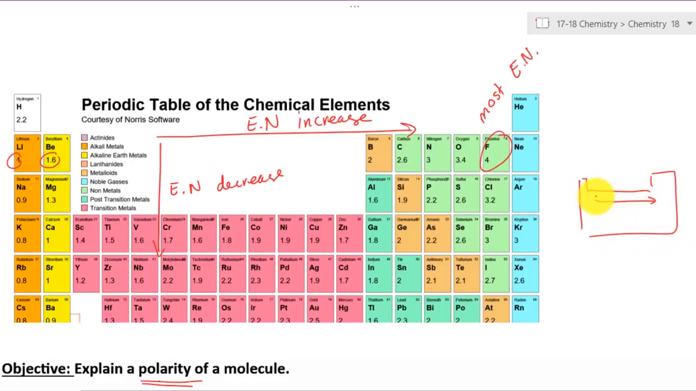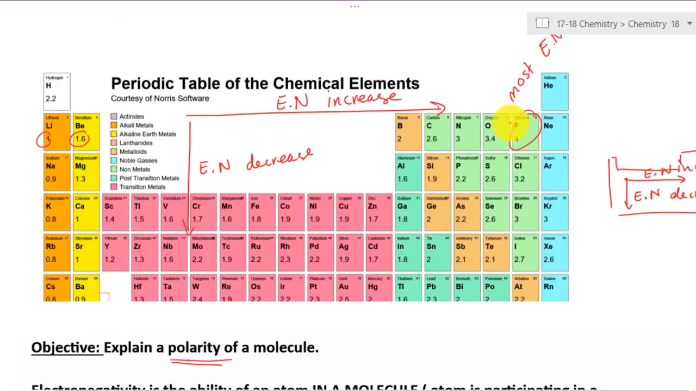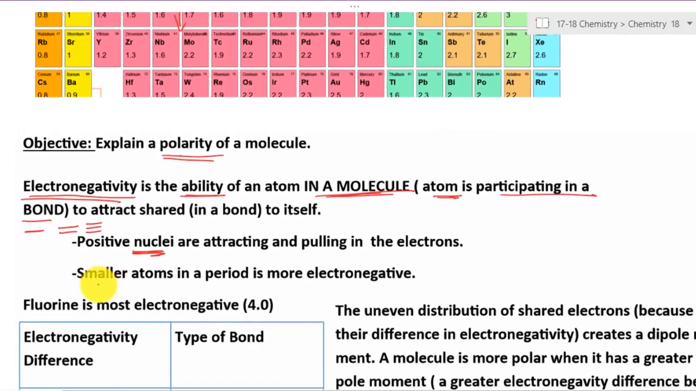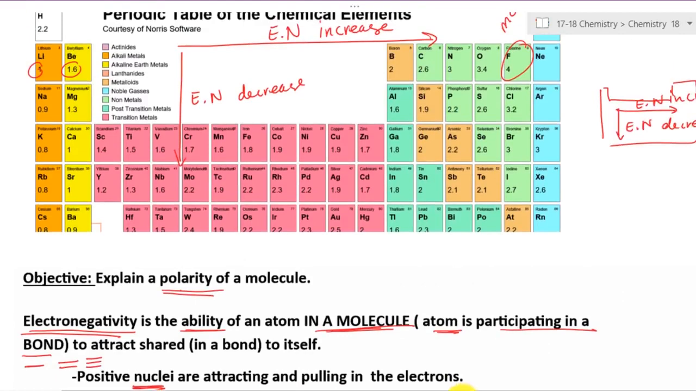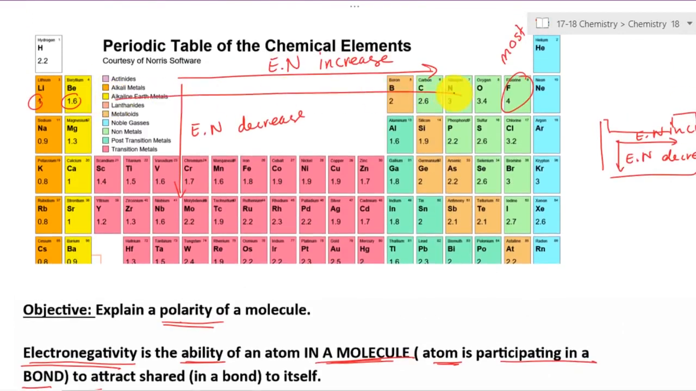Okay, going across, EN increases, and going down, EN decreases. You don't have to draw the whole entire periodic table, okay? The general pattern is that the smaller an atom is going across a period, the more electronegative it is, okay? And we can prove that. Going across, the atomic size actually gets smaller.